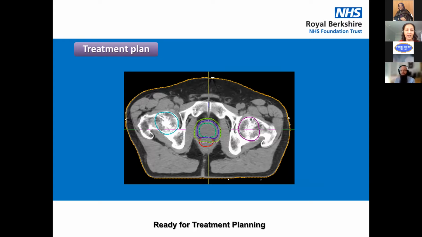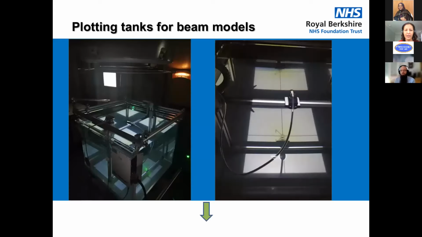So we have to characterize our LINAC, for instance, and we use for that plotting tanks like this with ionization chambers and with different types of detectors. And we use plotting tanks filled with water because they are tissue equivalent in a way. At the same time, we characterize the radiation beam that is coming from the linear accelerator, and we feed this data into the treatment planning system. This way you can allow your treatment planning system to calculate the dose in the patient.